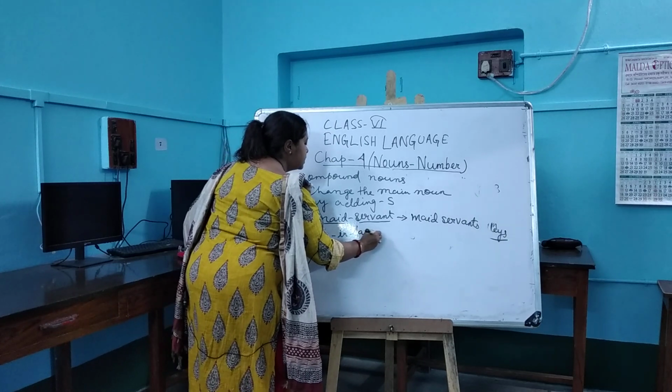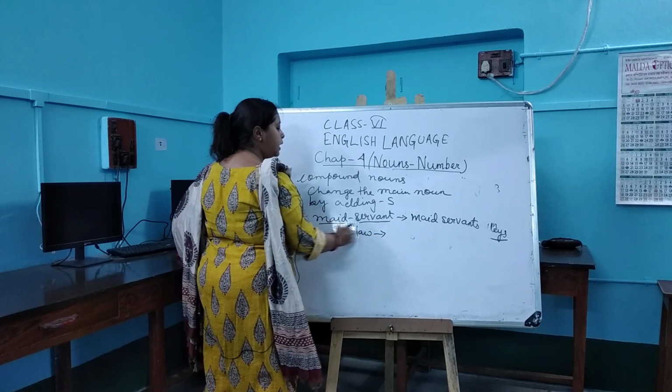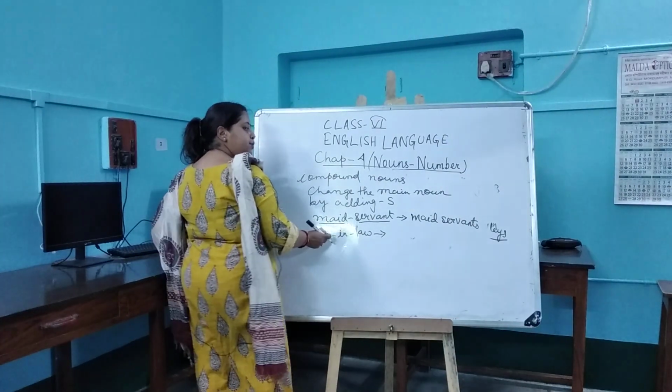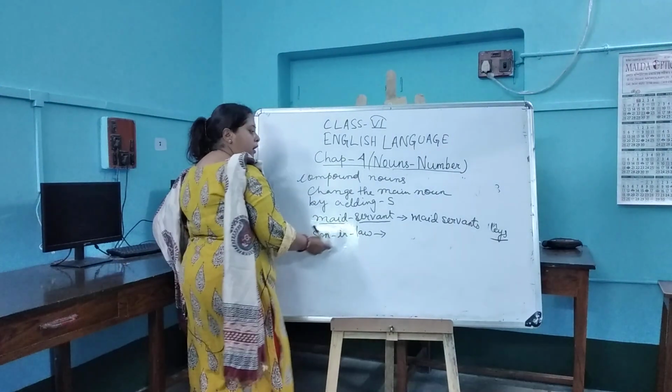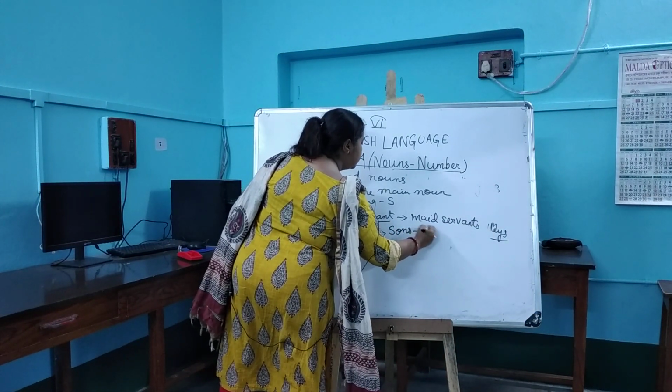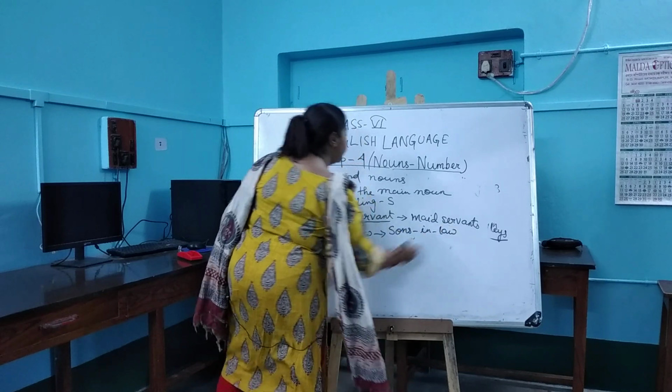Son-in-law. This is a compound noun because it is made of son and law. Two nouns are there. So in this case, which one is the main noun? Son is the main noun. So we will add s: sons-in-law. Okay, in this way.